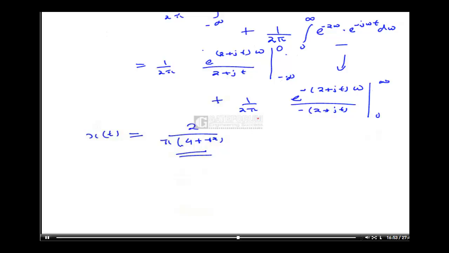Now using the principle of duality, I can write it like this. X of omega will have 2 pi x of minus j t. Okay, so using this, we'll get the same result here.